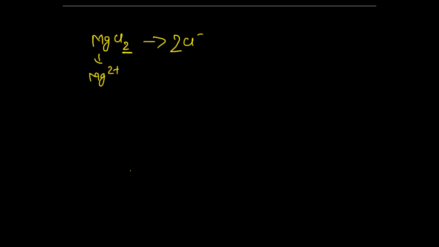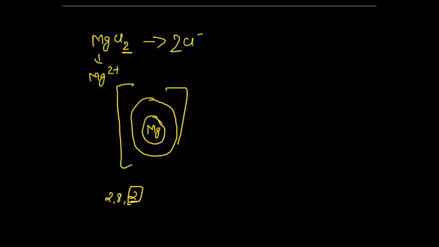Magnesium has an electron configuration of 2, 8, 2, and since it forms a 2+ ion, it loses the outermost 2 electrons, and its outermost orbit also has no electron. It is empty. So the dot and cross diagram of magnesium will be this, with 2+ charge because it has lost 2 electrons. Now what about chlorine?